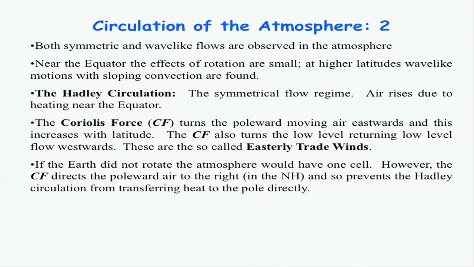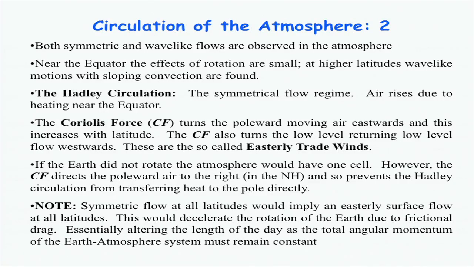So how do we get the heat to go even further? Well, of course, we're going to have to set up another cell. So remember, symmetric flow at all latitudes would imply an easterly surface flow at all latitudes. It doesn't happen, as we'll see. That would actually decelerate the rotation of the Earth due to frictional drag, for our physicist friends. That would alter the length of the day because the total angular momentum of the Earth and atmosphere system has to remain constant. But that's just an interesting note.